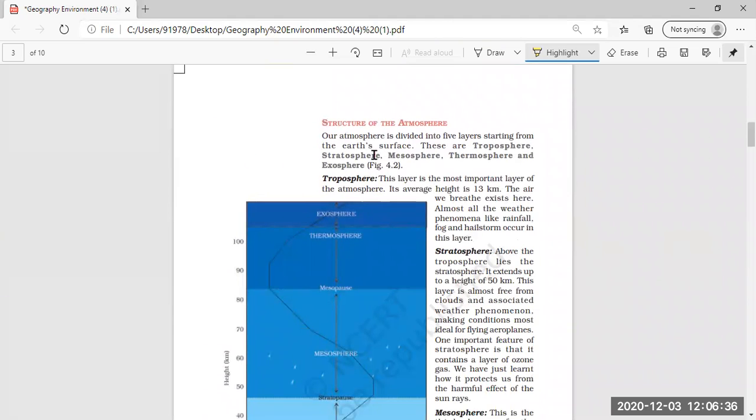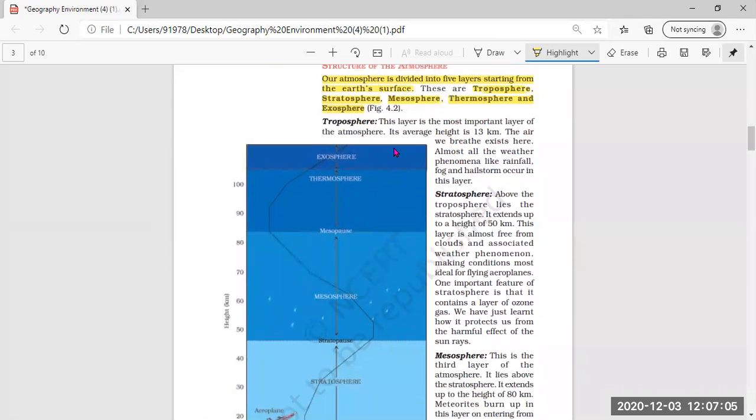Now, the next topic is the structure of the atmosphere. The atmosphere is divided into five layers, starting from the Earth's surface. That means the whole atmosphere is divided into five layers, and these five layers are troposphere, stratosphere, mesosphere, thermosphere, and exosphere. So these are the five layers present in the atmosphere.